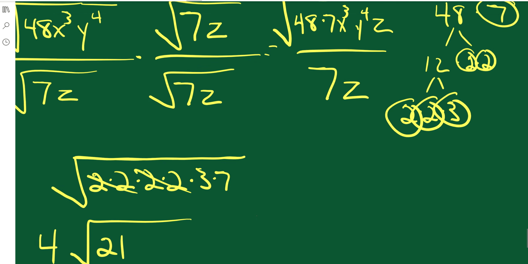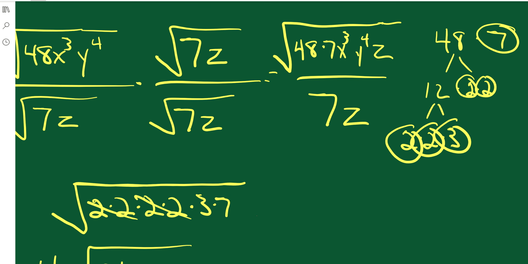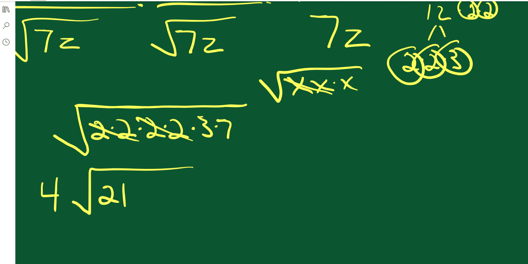Okay, and now let's take care of the variables. The square root of x to the third. Well, if I have 3 x's, for every 2, I'm going to take out 1. So I get an x on the outside. Let's put it next to this 4, and 1 stays inside.